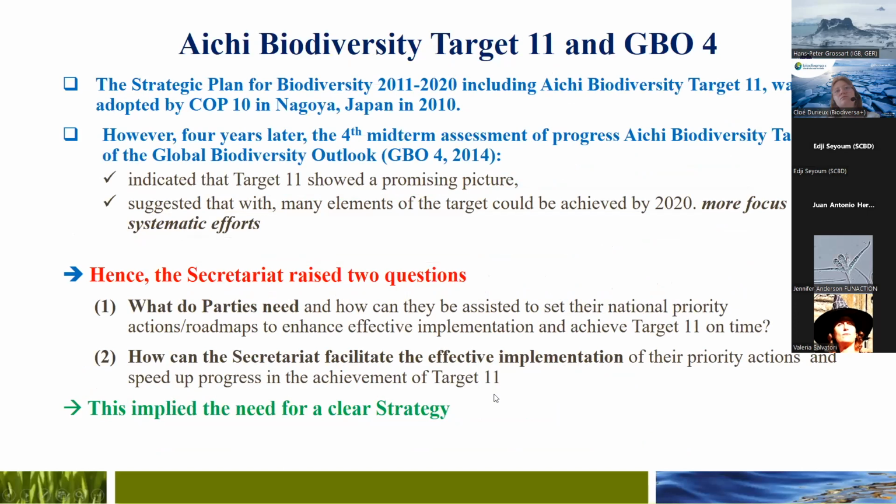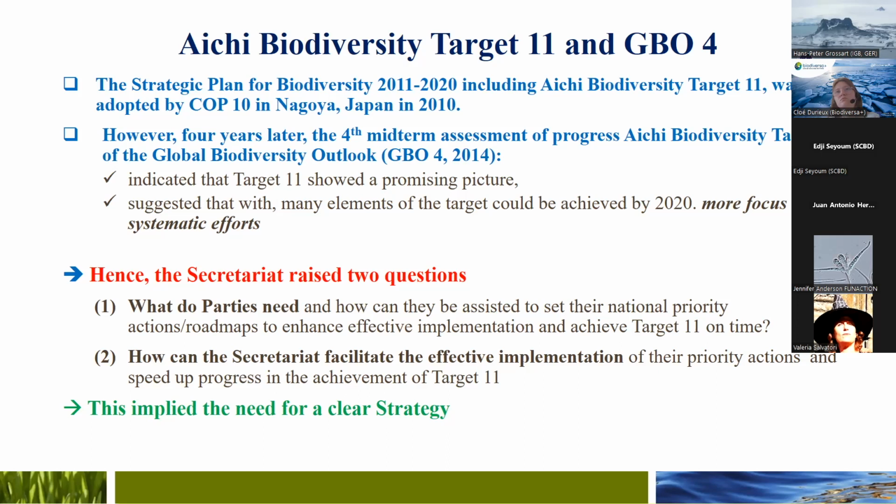So the strategic plan 2020, including Aichi Biodiversity Target 11, was adopted by COP10 in Japan in 2010. However, once again, the fourth assessment of the Global Biodiversity Outlook in 2014, that's 4 years later, indicated there is progress, fine, but there is a need for more focused and systematic efforts to achieve Target 11 by 2020.